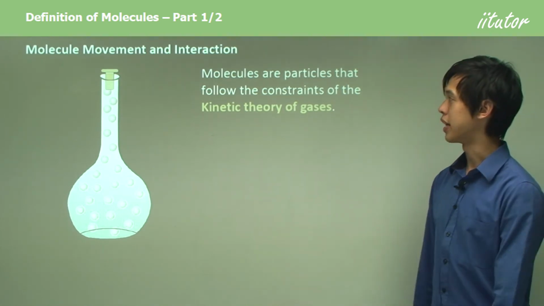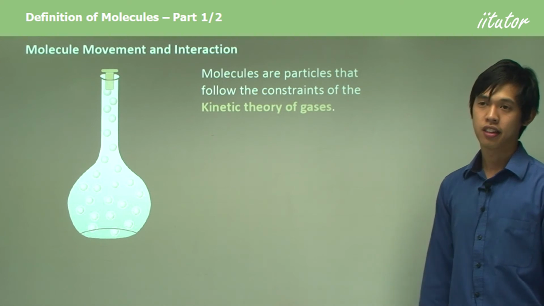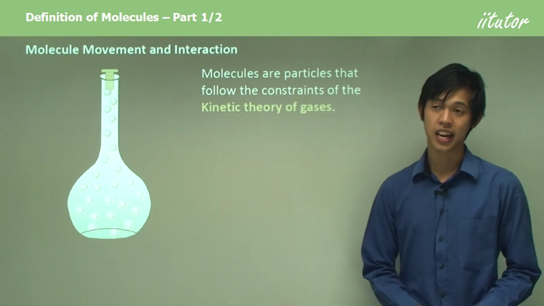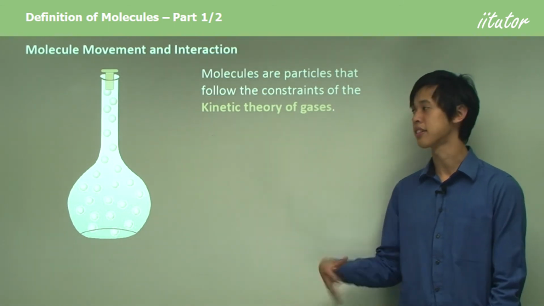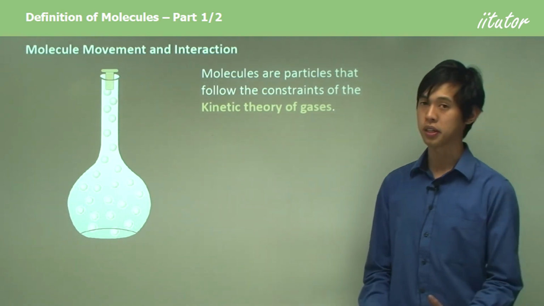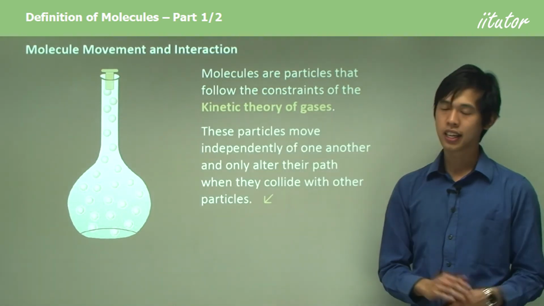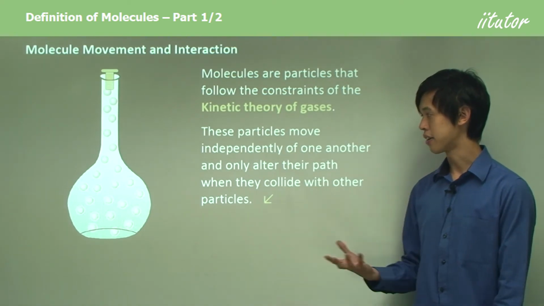So, molecule movement and interaction. Molecules are particles that follow the constraints of the kinetic theory of gases. Okay, so that could probably be the best definition of what a molecule is. They're anything that follows the kinetic theory of gases. But that could exclude some other chemicals as well, which may be molecules, but may not act according to the kinetic theory of gases.